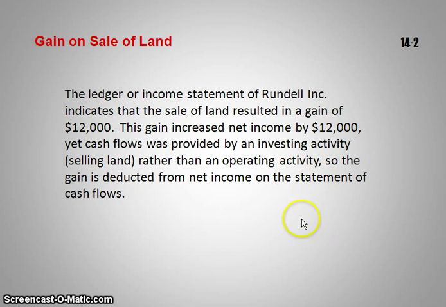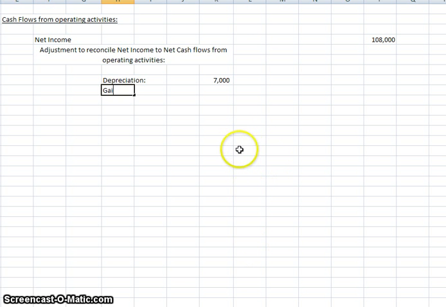So what we're going to do is, if we have a gain, we want to almost reverse its effects. If we have the gain on the sale of the land, what it had done before was a gain had increased our net income. So what we want to do is pull it out of there. We want that $12,000 gain to come out of our net income.